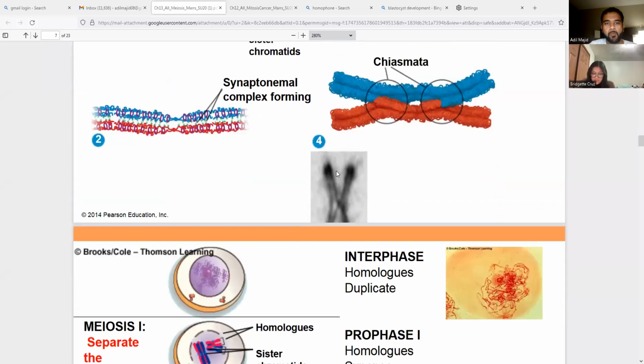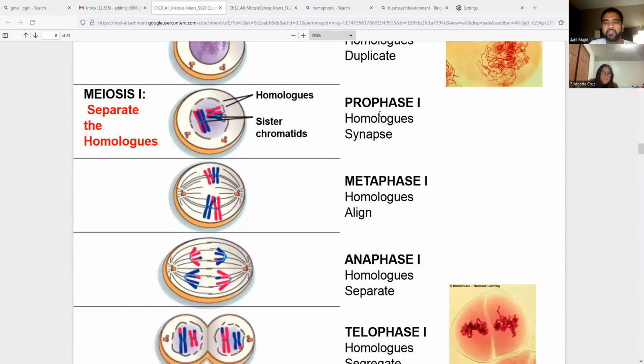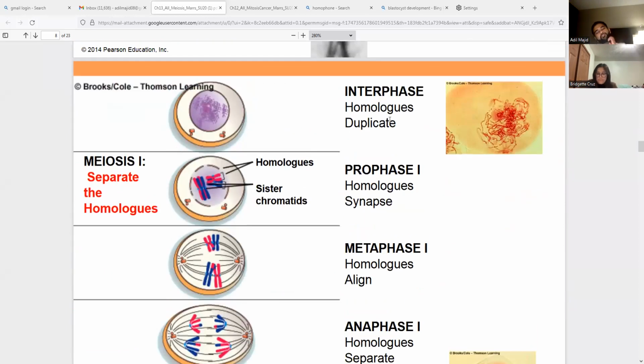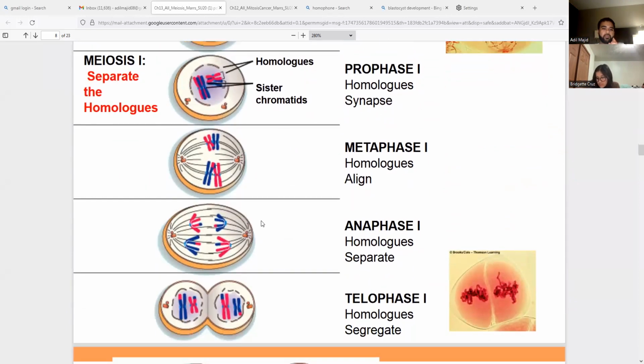Okay. Once you understand mitosis, it's the same thing. Meiosis 1 separates the homologs. So you have a prophase 1, a metaphase 1, anaphase 1, telophase 1. Same things happen, just instead of the sister chromatids separating, it's the homologous pairs that separate.